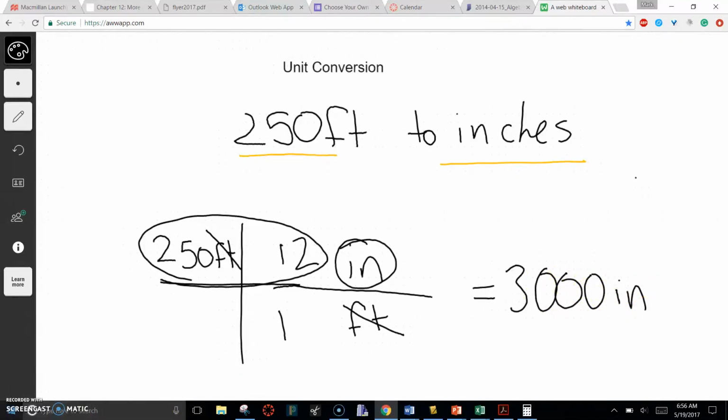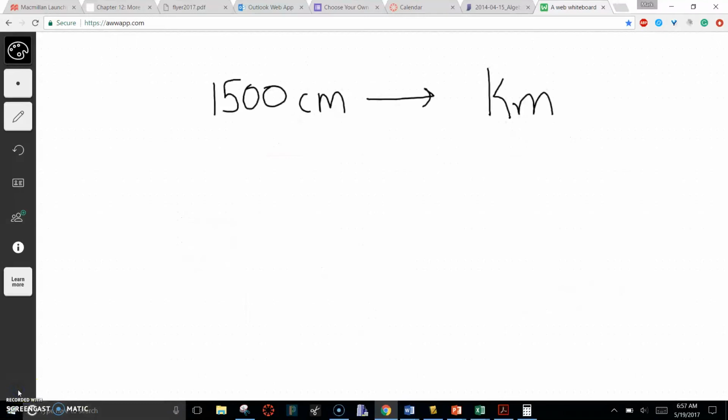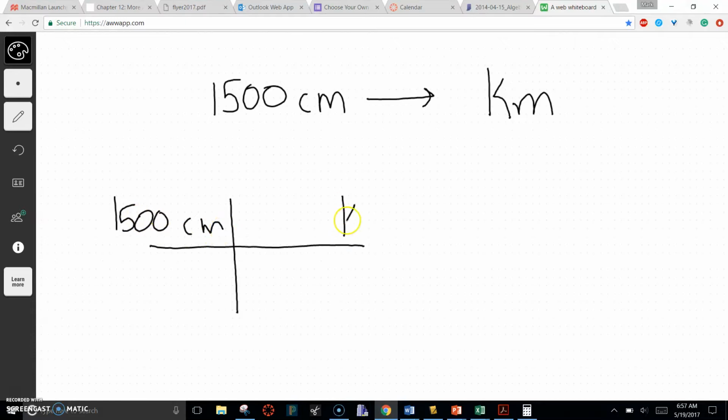Let's look at another example. Now we're going to look at a little bit of a harder one. This is going from 1,500 centimeters to a kilometer. Now, what you want to do again is you want to make your chart. And I know for the first example, the chart's a little bit silly because it's only one step. But for more steps, it's a lot more helpful. So now we have 1,500 centimeters. And I would like to go to kilometers.